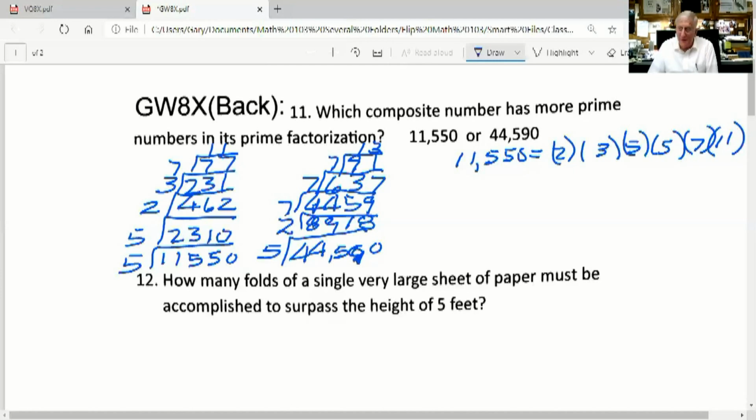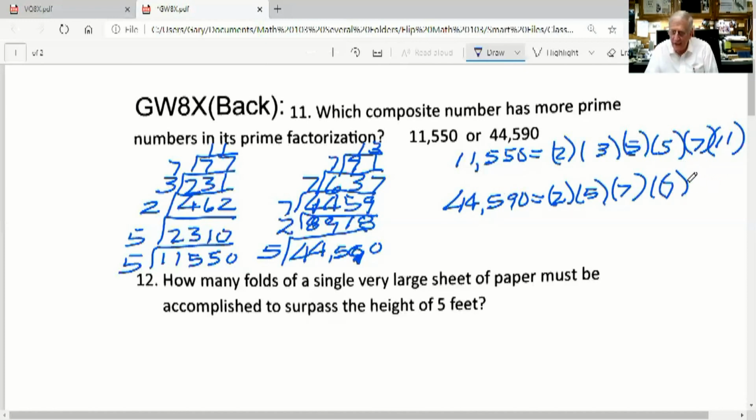Well, 13's prime. So guess what? We just obtained that this answer is 44,590, its prime factorization, putting them in order, is 2 times 5 times 7 times 7. All right, let's see. 2 times 5 times 7.